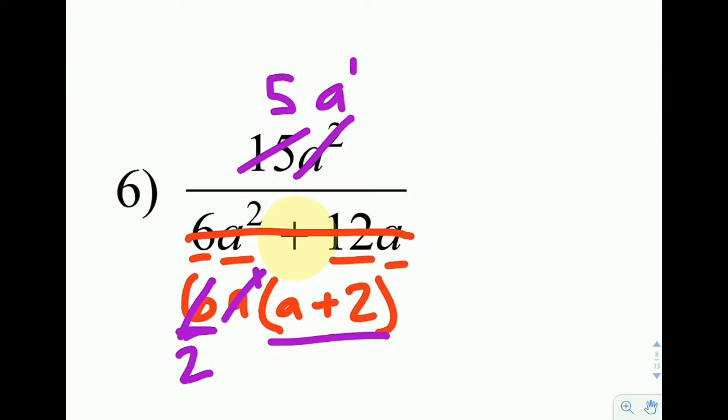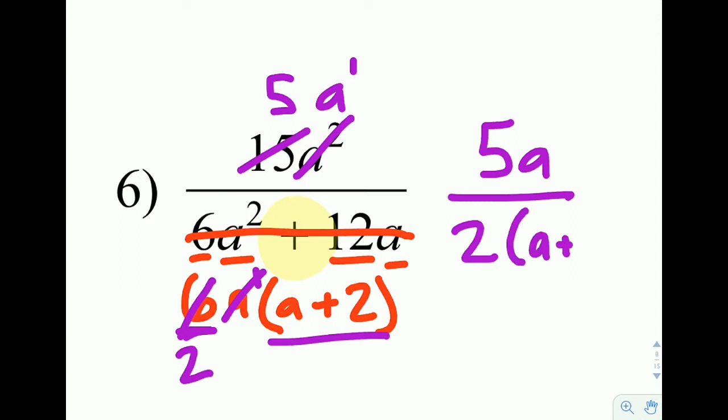So my final answer then on top is going to be 5a, and on bottom it's going to be 2 times (a plus 2). And if you write your final answer like this, where you keep the factored groups, the parentheses like that, that's going to be totally fine.